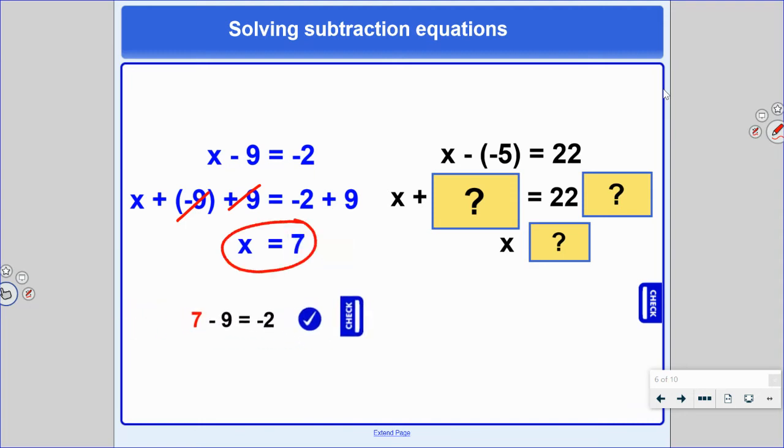Let's check it, make sure it works. You know me, I'm going to change subtraction to adding. What's the opposite of 9? Negative 9. So we have a positive 7 and a negative 9 make a negative 2. And that's a true statement.